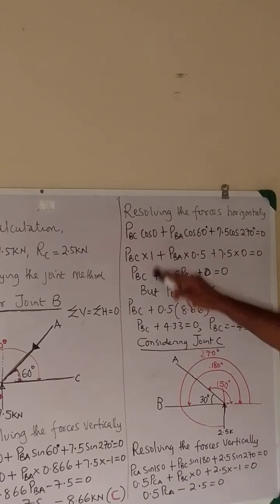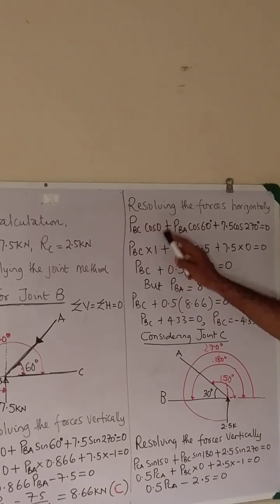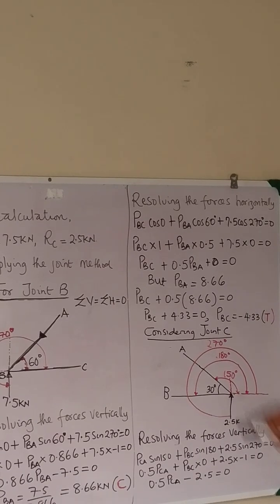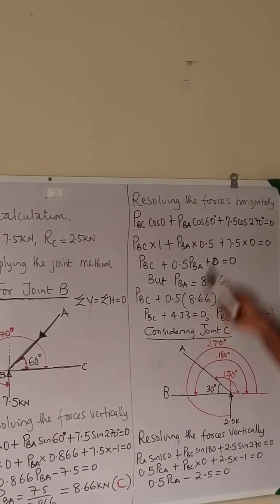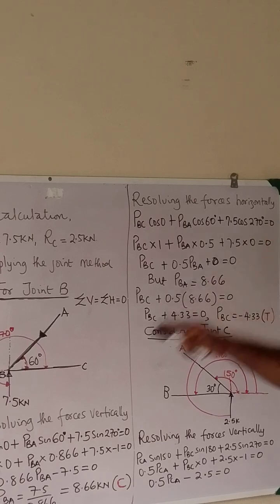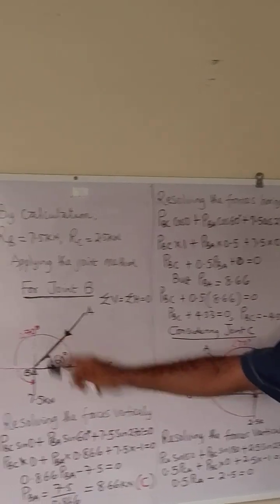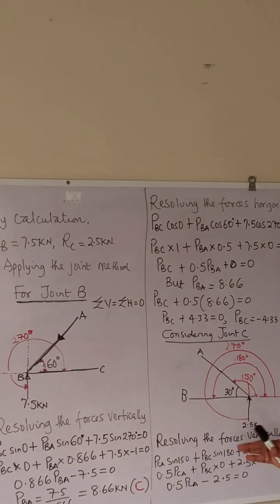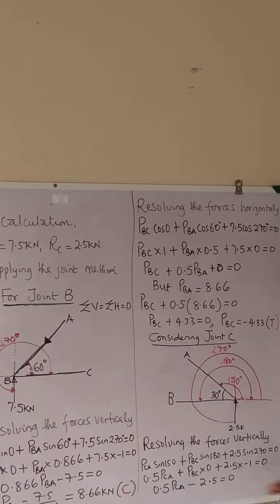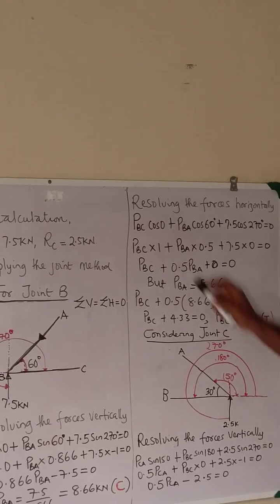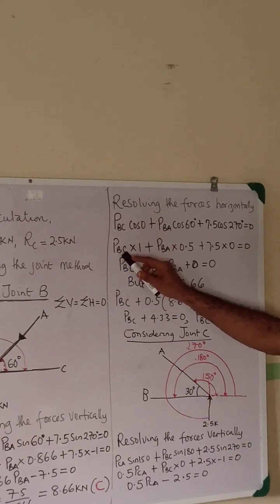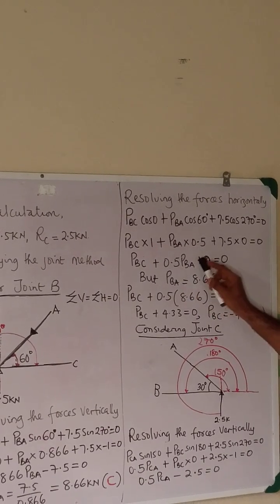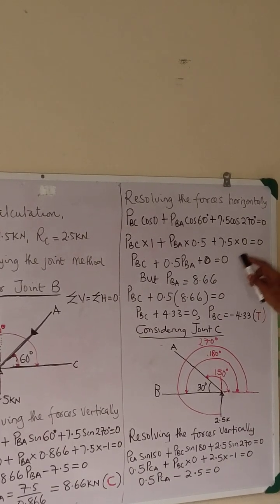Okay, so when we do that, cos 0 is 1, cos 60 is 0.5, and cos 270 is 0. Why is it 0? Because we are resolving horizontally, but we are considering a vertical force at this point, so it will definitely give us 0. That's the beauty of doing this method, because it takes care of quite a lot of things. And so since this is 1, this will be PBC times 1, which gives us PBC. This times this will give us 0.5 PBA, and 7.5 times 0 will give us 0.